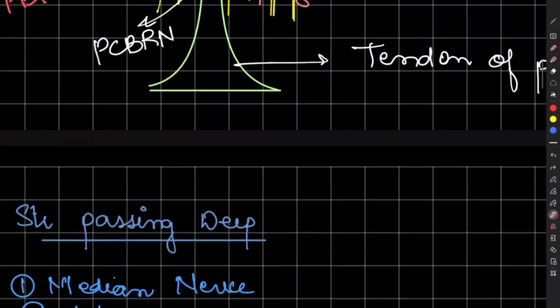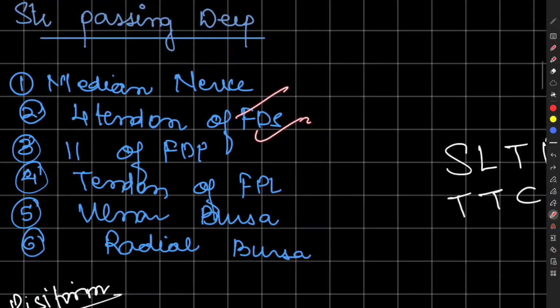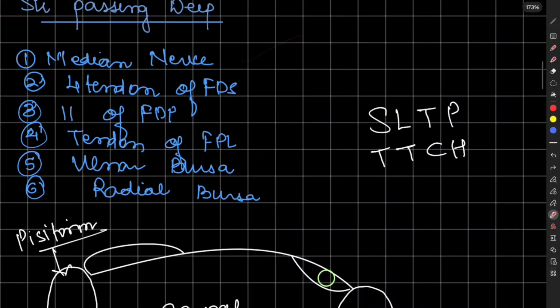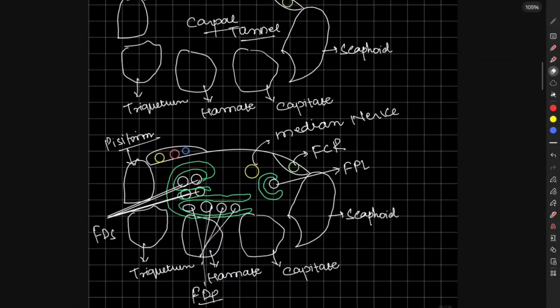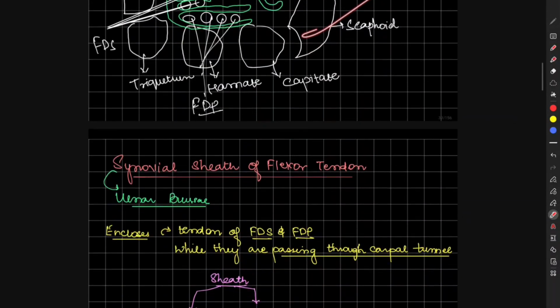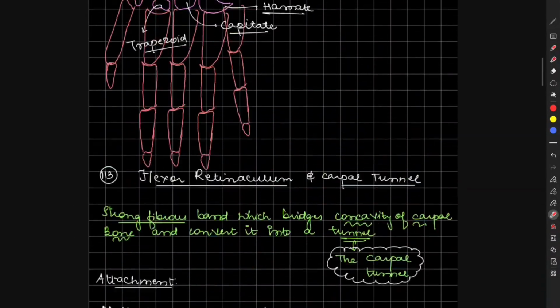Okay. Talking about the structures passing deep to the flexor retinaculum, we have अपना median nerve, tendon of the flexor pollicis longus, tendon of the flexor digitorum profundus, and flexor digitorum superficialis, ulnar bursa and the radial bursa. Okay. सो आई होप आपको फ्लेक्सर रेटिनाकुलम जो है वो अच्छे से समझा रहेगा. ये डायग्राम देख लेना, ऐसे ही आपको लाइन डायग्राम जो है वो एग्जाम में बनाने हैं.